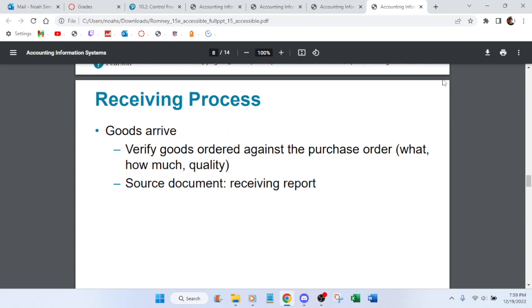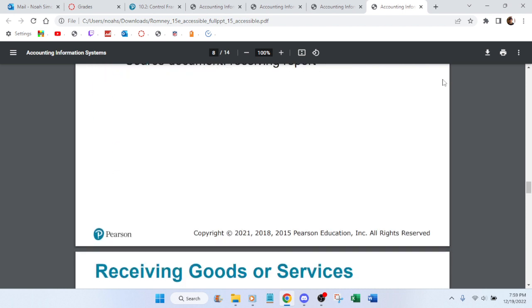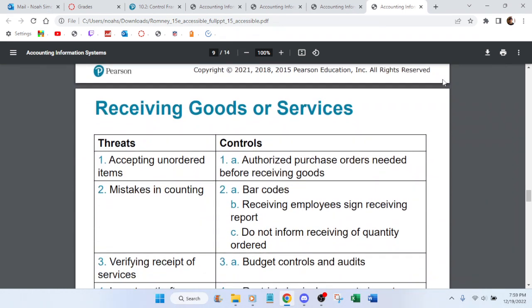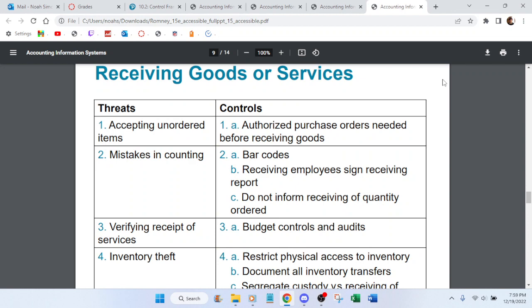Receiving process. Goods arrive. Verify goods ordered against the purchase order: what, how much, quality. The source document is the receiving report. Threat of receiving goods or services: accepting unordered items.